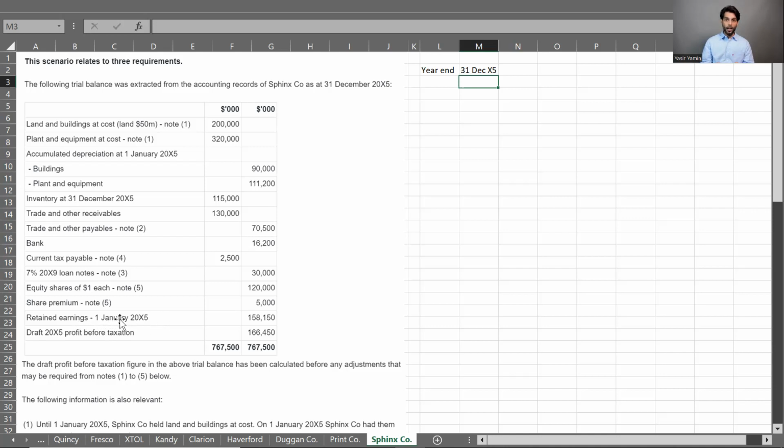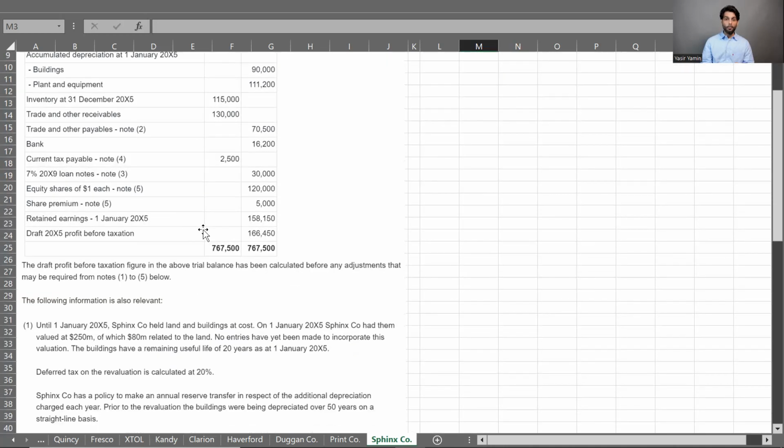See, 1st January X5 means opening retained earnings. You have been given opening retained earnings of 158,150. Most likely this balance would be useful for you when you prepare your statement of changes in equity, if it's so required in your examination. Then you have been pre-prepared, given, a draft 20x5 profit before taxation of 166,450.